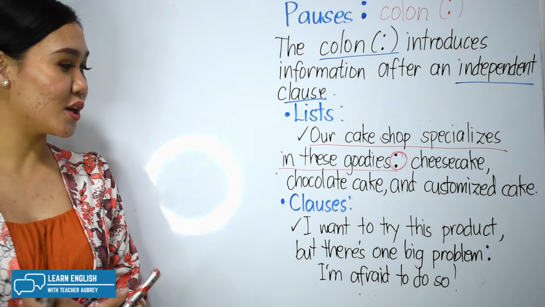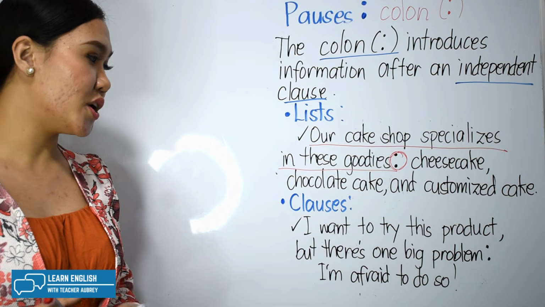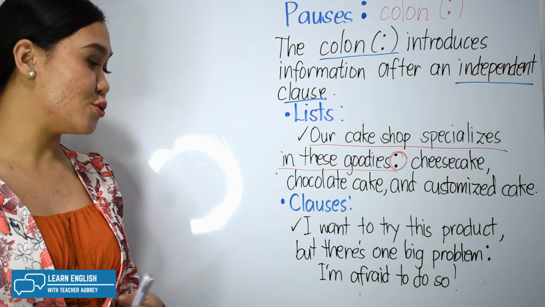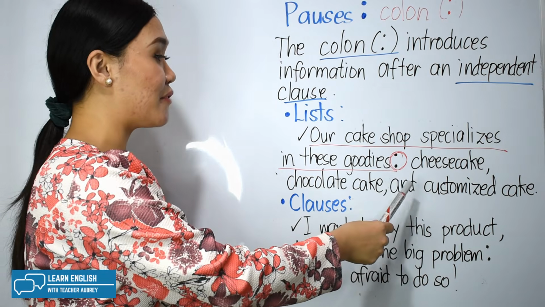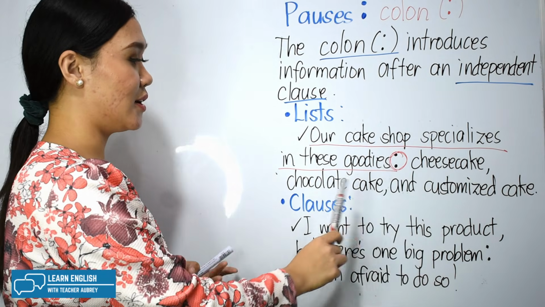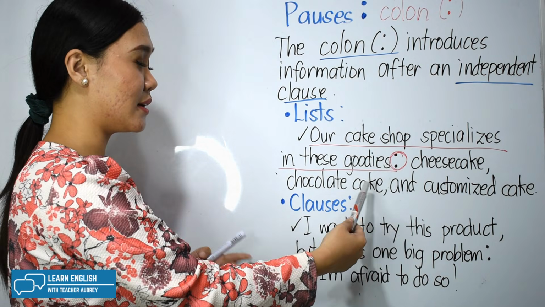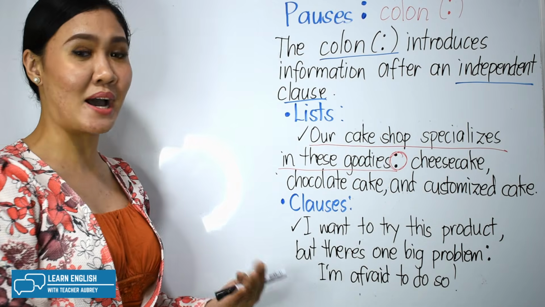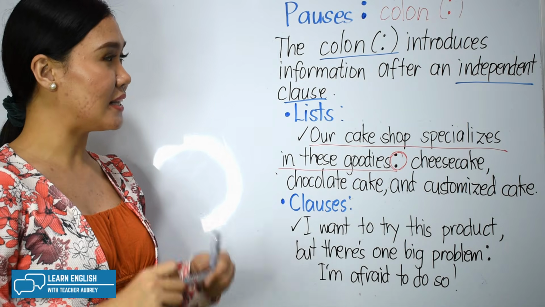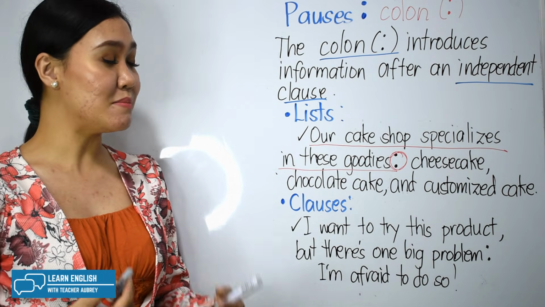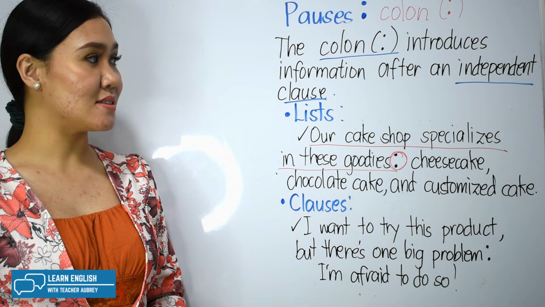Next, for the clauses. I want to try this product, but there's one big problem. I'm afraid to do so. Dito, ginamit natin ang colon after introducing lists under one category in which nagbigay tayo ng goodies. Anong category niya? Nasa category yan ng goodies or yung mga sweets na maaaring makain. We have the cheesecake, chocolate cake, and customized cake. Mga lists. Dito naman, maaari natin gamitin ang colon kung may ibibigay tayong clause, sugnay, pagkatapos ng isang independent clause.